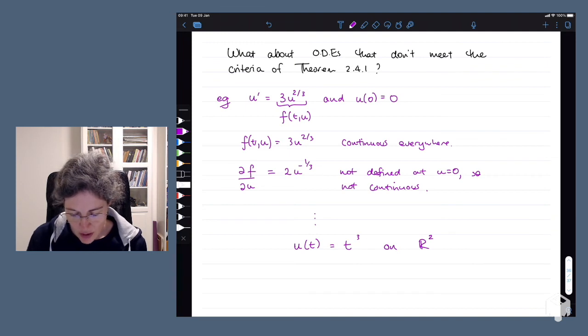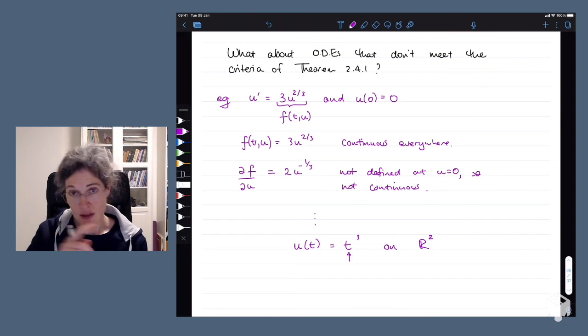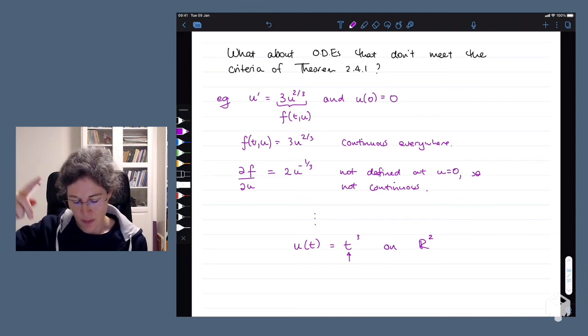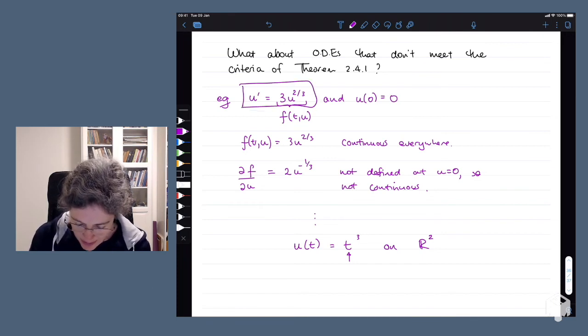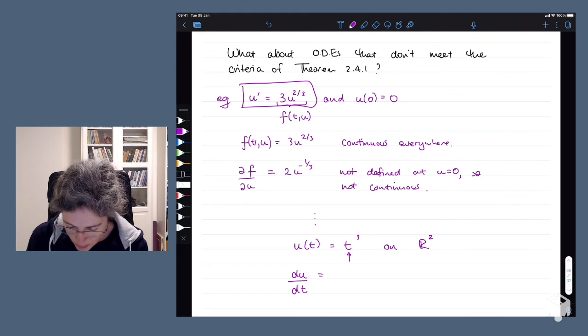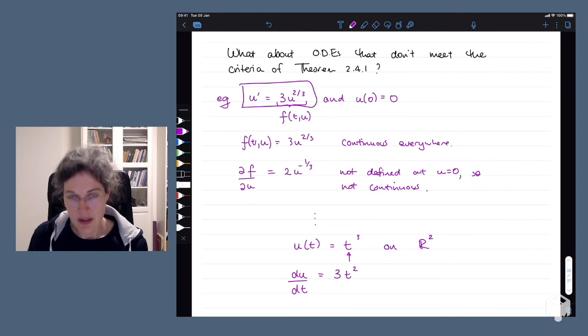The only things that we really need to check is: is it continuous? It's continuous everywhere. It's defined on all t from minus infinity to infinity, and it goes from minus infinity to infinity in u. And we need to make sure that it satisfies the original equation. Well, let's have a look. So we want du by dt is equal to 3t squared. And you might go, that doesn't look like what I thought. But remember, our original ODE was that du by dt is equal to 3u to the 2/3.